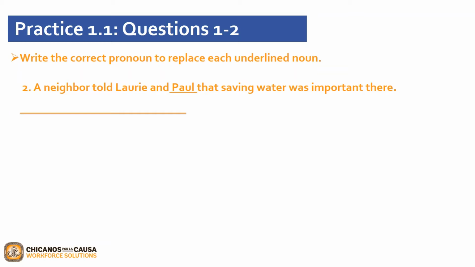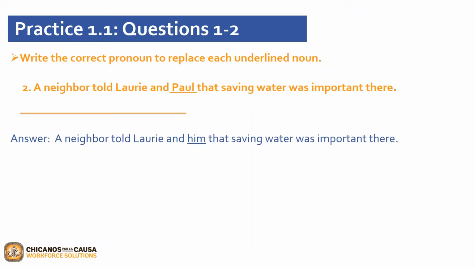The second question says, a neighbor told Lori and Paul that saving water was important there. What pronoun would you use to replace the underlined noun? The correct pronoun that you would use in the sentence would be a neighbor told Lori and him that saving water was important there. You may now pause the video and complete questions 3 to 8. Click play when you're ready to continue.